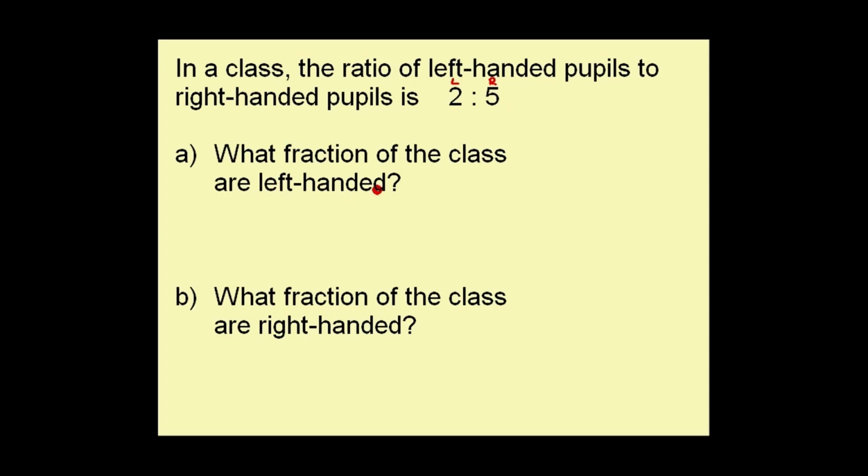I'm asked what fraction of the class are left-handed. I can see that in my pretend tiny class there are 2 left-handed people out of a total of 7. So this is the fraction of the class that are left-handed. For the fraction that are right-handed, there are 5 that are right-handed out of a total of 7 again.